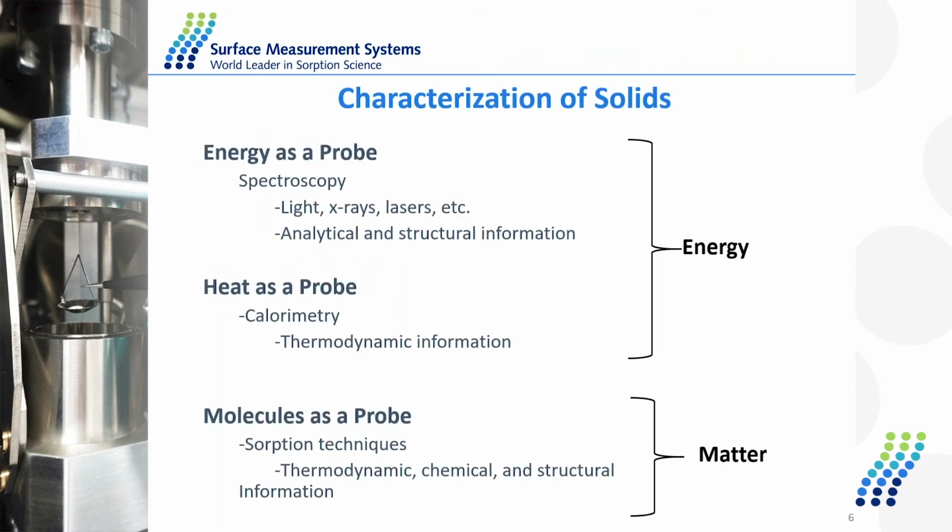So for the characterization of the solid sample, we will either use energy as the probe, like some spectroscopy methods, where we can get the analytical and structural information, or we can use heat as a probe, like the TGA method, to get the thermodynamic information. And here with DVS, we use molecules as a probe and its sorption techniques. By measuring the isotherms, we can get all the information related to chemistry, structure, as well as thermodynamics.